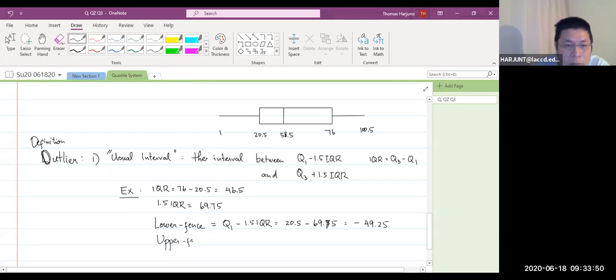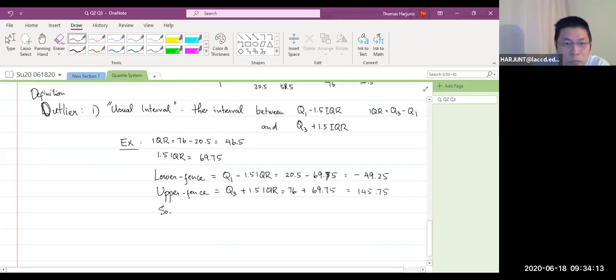And the upper fence, which is the third quartile plus 1.5 interquartile range. That will be 76 plus 69.75. That's 145.75. So the usual interval is the interval between negative 49.25 and 145.75. Now, I hope you remember this notation here.